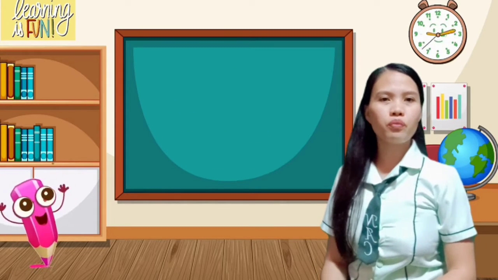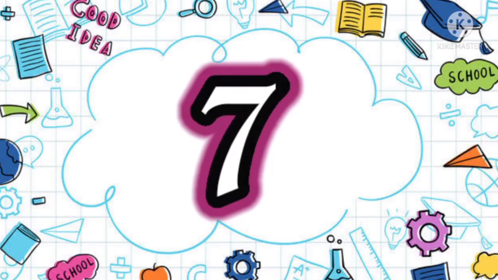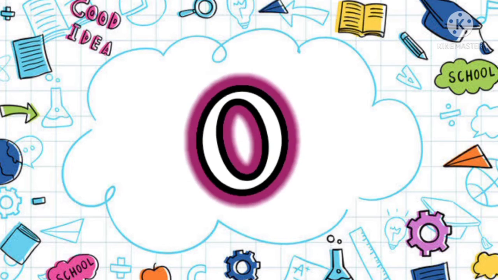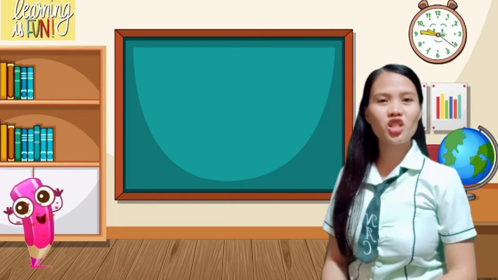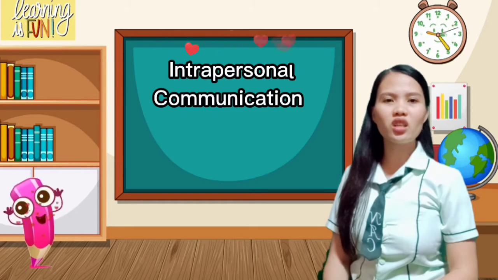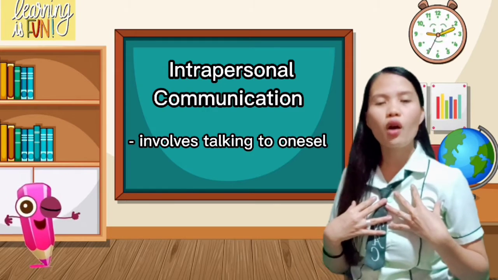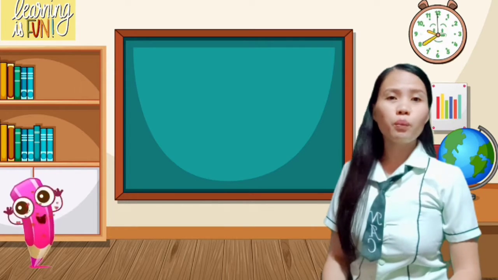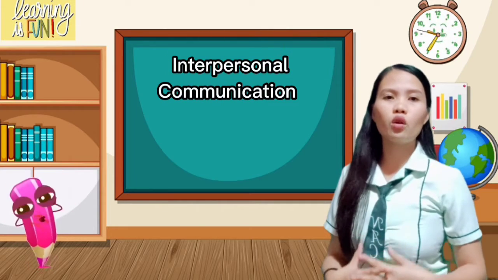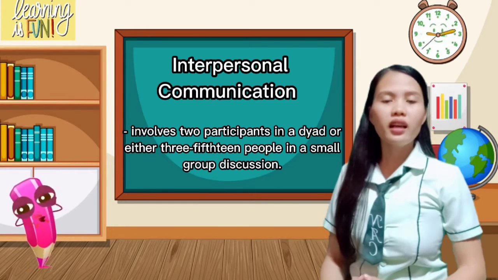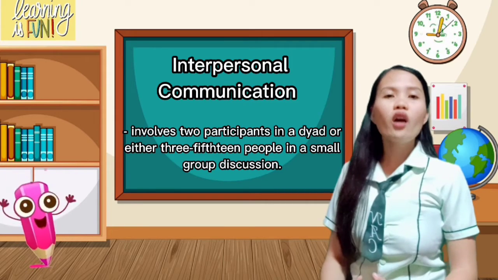So, let's have a recap. What is the first type of speech context again? Yes, very good. The first type of speech context is the intrapersonal communication, which involves talking to oneself. For example, talking to a mirror, or meditating, or praying. And the second type of speech context is? Yes, very good. The interpersonal communication. It is a communication that involves 2 participants in a dyad or 3 to 15 people in small group discussions, a forum, or a brainstorming.